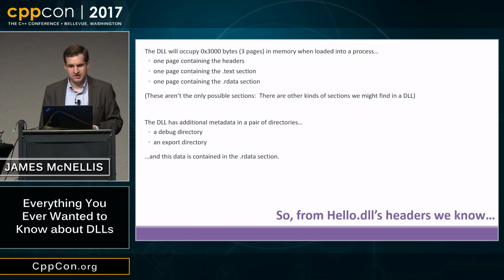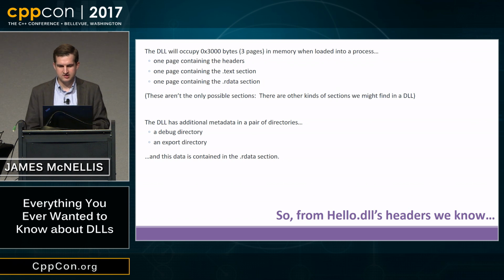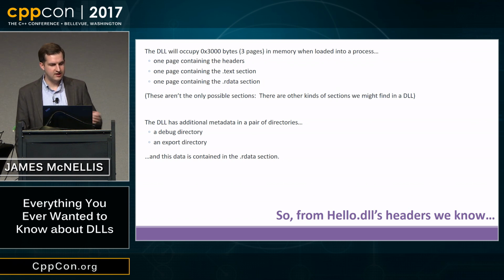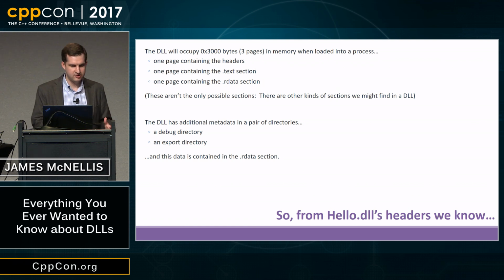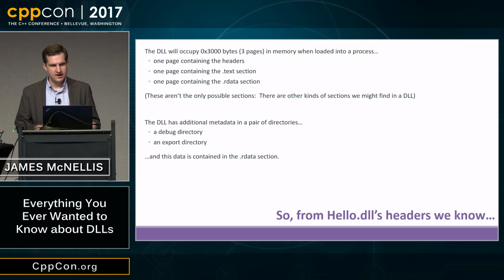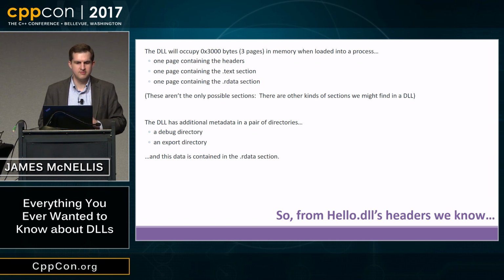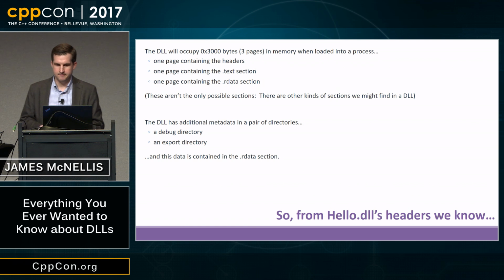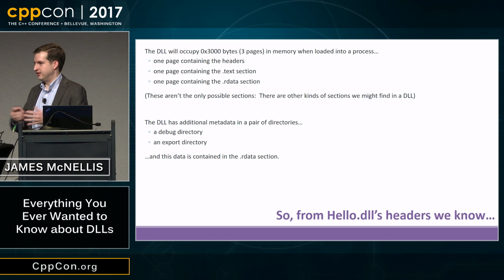These aren't the only possible sections. There are other kinds of sections we might find in a DLL, but these are the only ones this program needs. The DLL has additional metadata in a pair of directories. There's the debug directory that we're not going to look at, but it basically has some very basic debug information. And there's an export directory that we will look at in a little bit. All of that data is contained in the RData section because it's basically just read-only data that the loader is going to use.